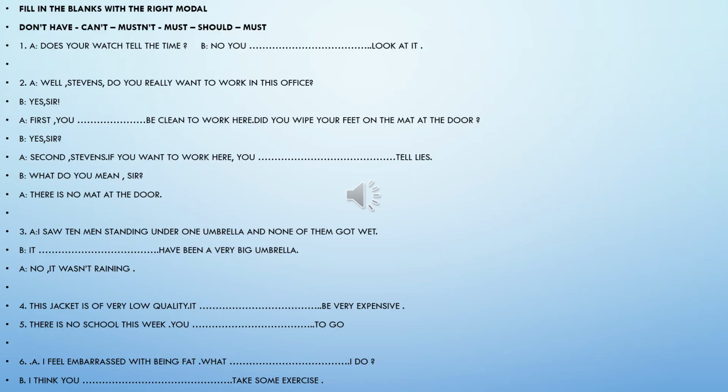Okay, so in this practice, you will fill in the blanks with the modals that you have there in the list. You have don't have to, can't, mustn't, must, should. So some modals here, you can use them twice. For example, we have must, which means we have obligation and certainty. Good luck. See you after the exercise.